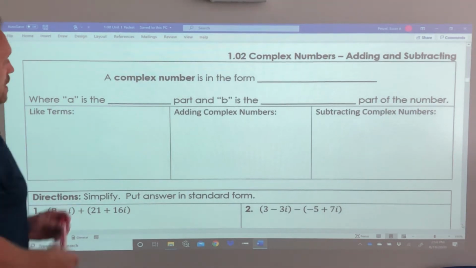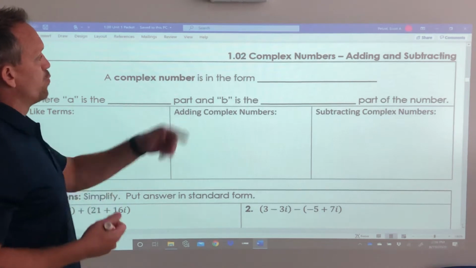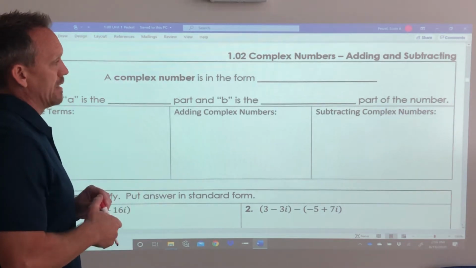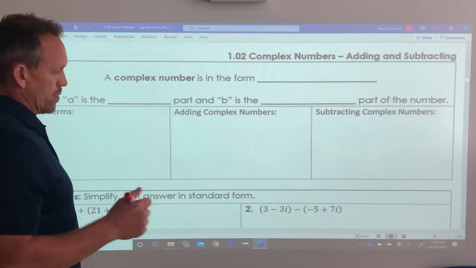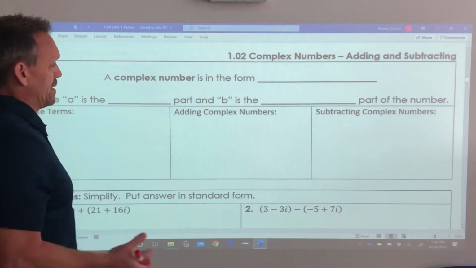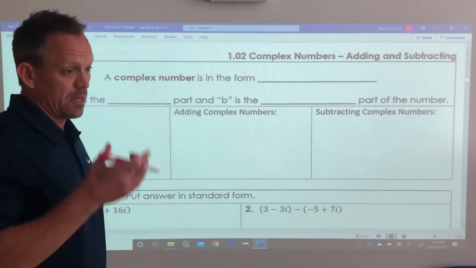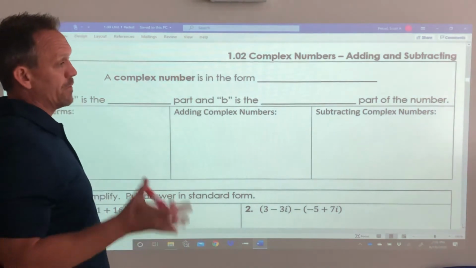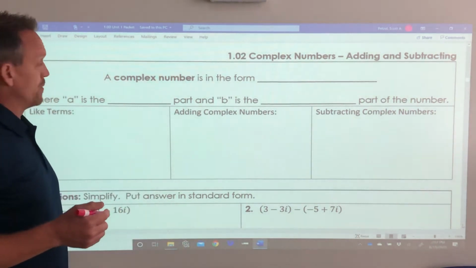All right, guys. The topic today is 1.02, complex numbers, adding and subtracting. So we're going to talk about this. Obviously, we've had some issues with Teams and technology, so hopefully you can use these as a resource.